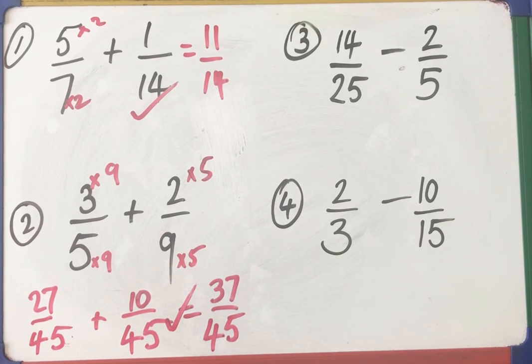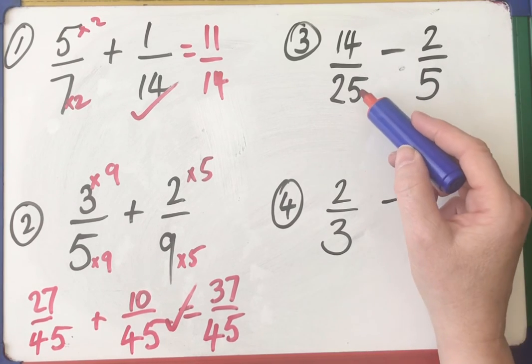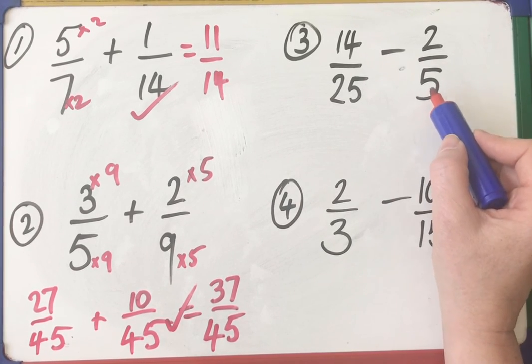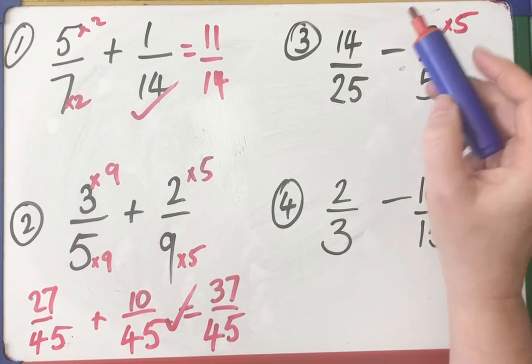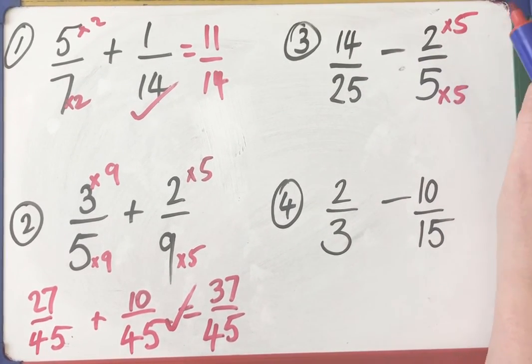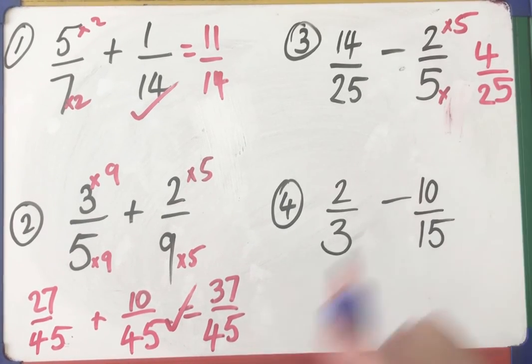Let's look at the subtractions. The skill is the same, we're just taking away. Well, here I notice that 5 goes into 25 5 times. So 14 take away 10 is 4 out of 25. Okay, hopefully you got that right.